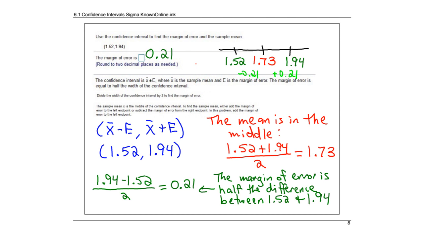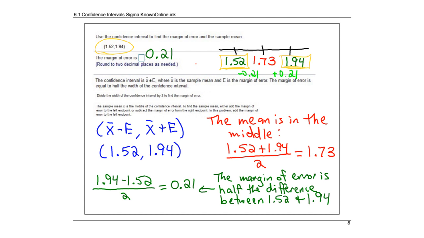Okay, so there's a couple different ways we can do this problem. They actually gave me the confidence interval, and they want to know the sample mean, which is in the middle, and they also want to know the margin of error. All right, so I have a few choices of what I can do. I went ahead and drew a number line, and I put the 1.52 on the lower end, and I put the 1.94 on the upper end, because that's the definition of a confidence interval, right? The lower endpoint is 1.52, the upper endpoint is 1.94.